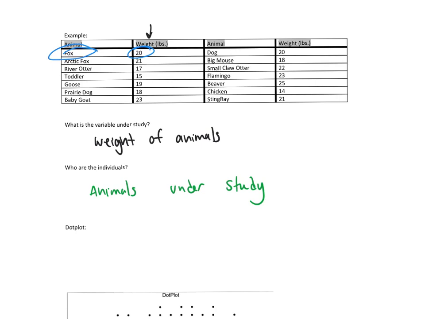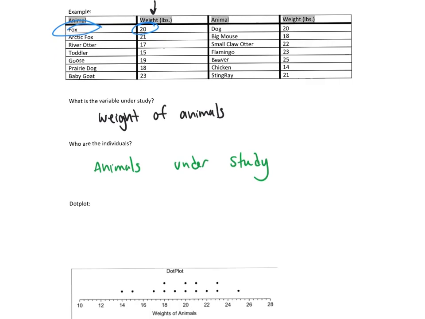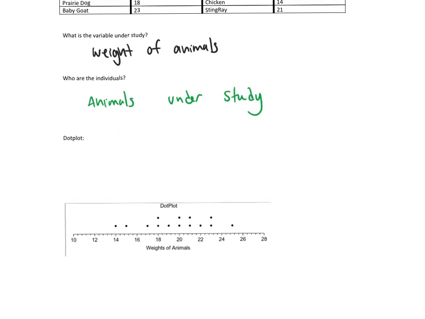All right, so now we know a little bit about data, about what the individuals and variables are. So we're going to talk about a really simple way to organize and display your data, and that's with a dot plot. Now, a dot plot is simply a graph where you're going to have each dot represent one individual. So in this case, we have each of these dots for the weights of the animals.